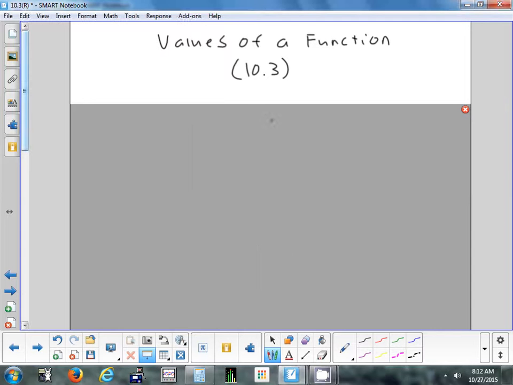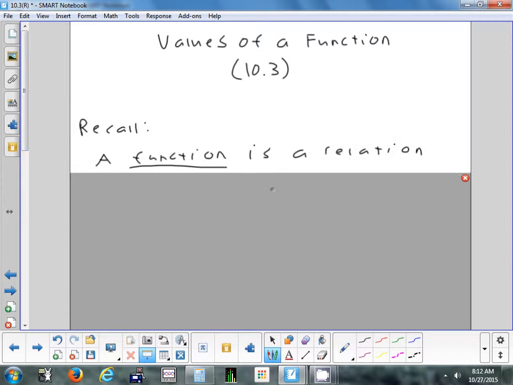Right, so yesterday we did sections 10.1, 10.2. Okay, today we're going to continue on with 10.3. This section is called values of a function.